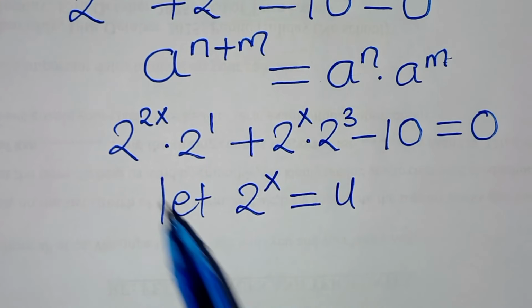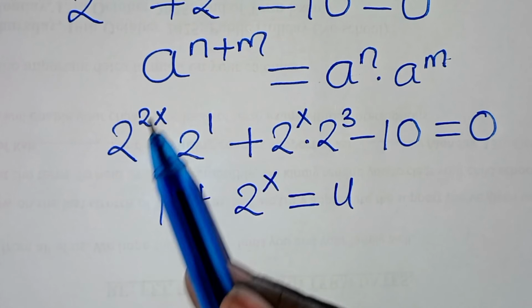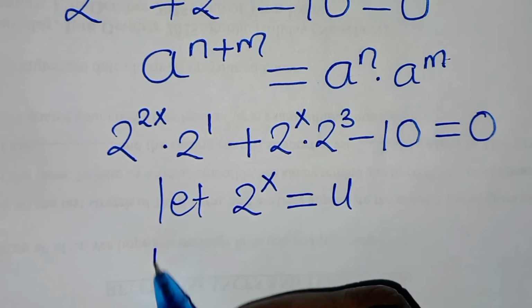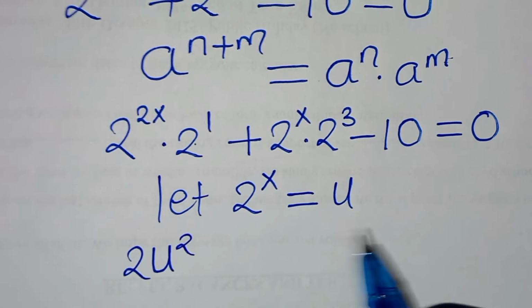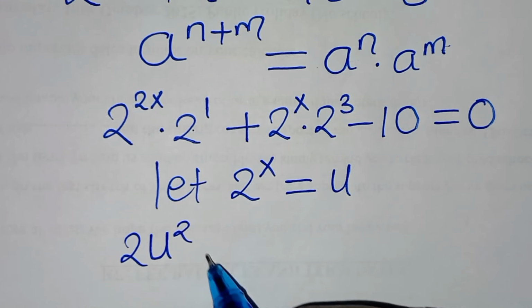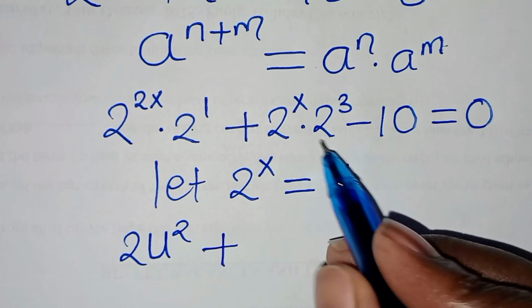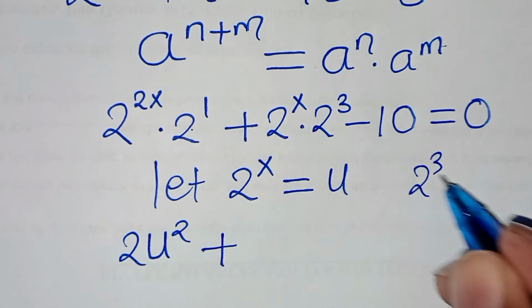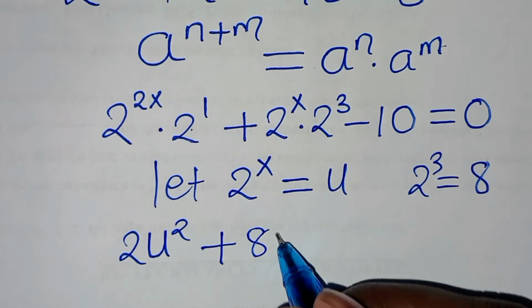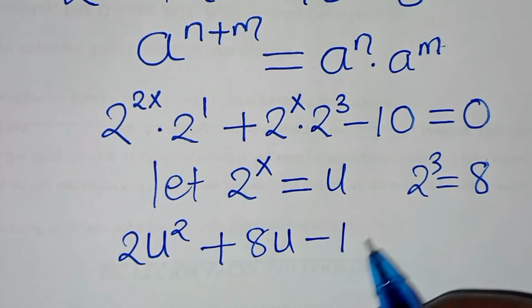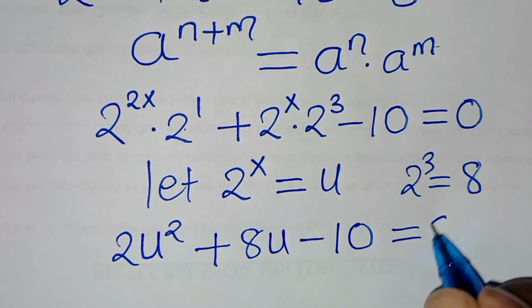Let's substitute u here, so that now we have u squared times 2. This becomes 2u squared. Then plus, here we have 2 to the power of 3, this is the same thing as 8. So here we have 8u minus 10. This is equal to 0.